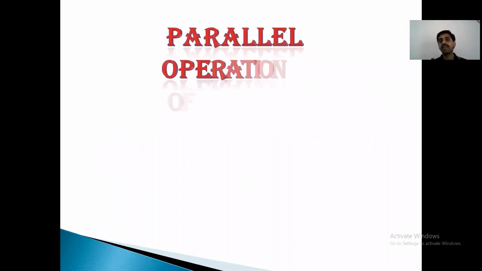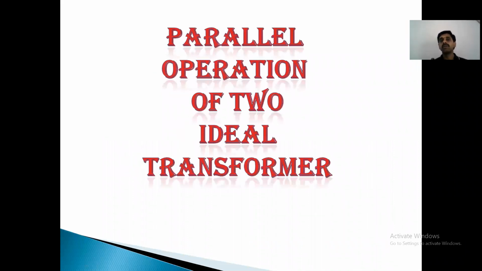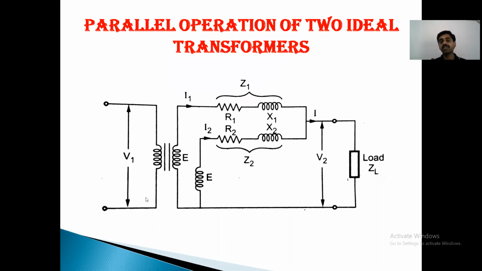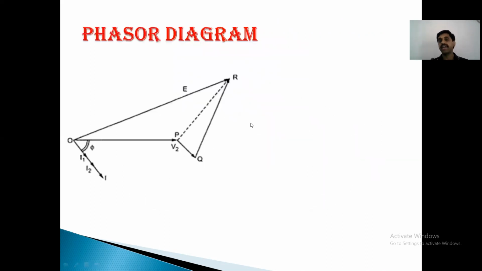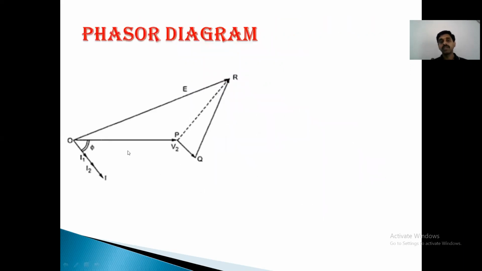So coming to the parallel operation of two ideal transformers. Okay, so this is a picture. The primaries of the two windings are supplied with same supply, but both the secondaries are connected to the load like this. So they are supplying I1, I2 current. The sum of these two currents equals I. So let us see the phasor diagram. Two ideal transformers, as we said.